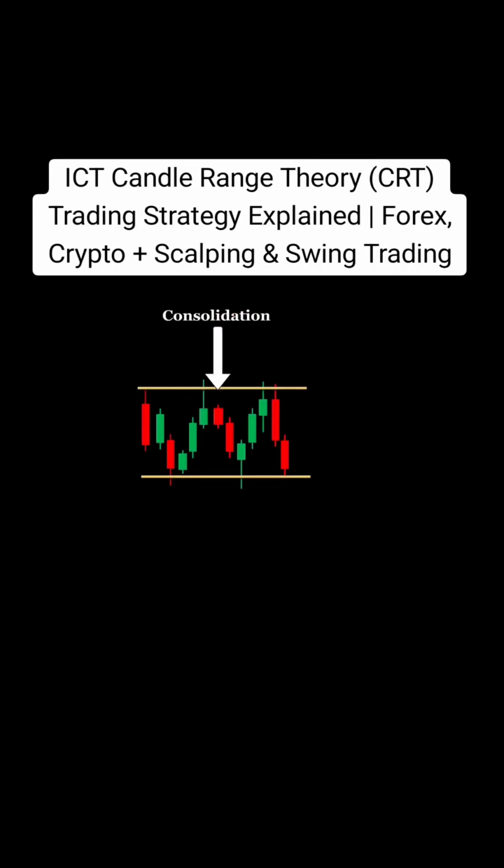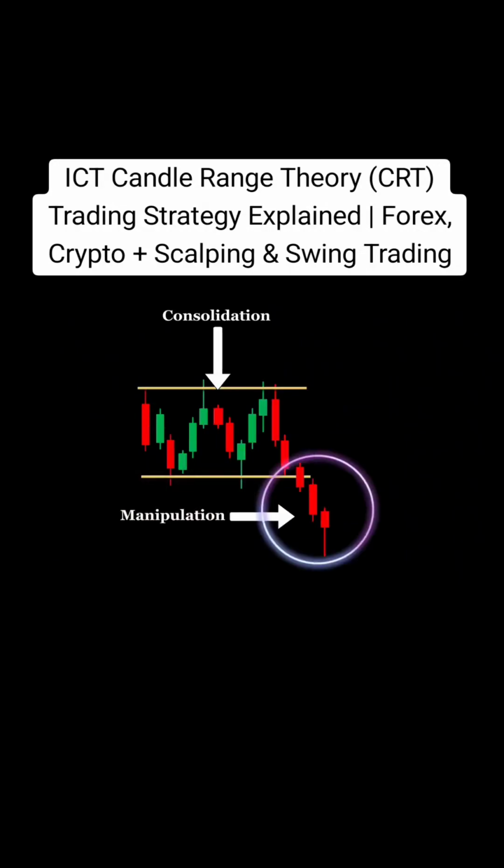Consolidation. This is where smart money builds positions. Price moves sideways, trapped inside a tight range. To most retail traders, it looks boring or directionless, but in reality, this is where the groundwork for the next big move is laid. Think of it as the calm before the storm.